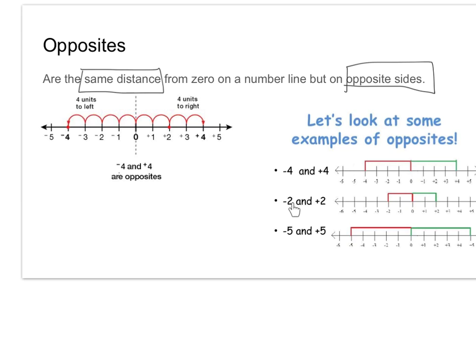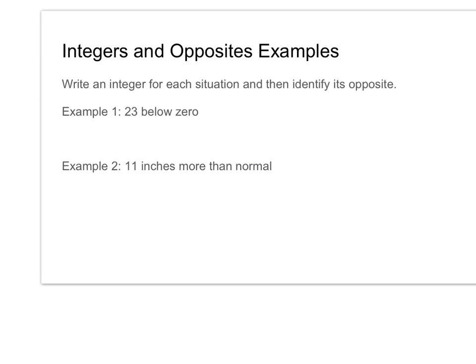Here's another example. We have -2 and +2. Again, here's 0. -2 is 2 spots from 0. +2 is 2 spots from 0. They're the same distance, and they're on opposite sides of the number line. We have 5 and -5. -5 is 1, 2, 3, 4, 5 units from 0. +5 is 1, 2, 3, 4, 5 units from 0. They're the same distance away, and they're on opposite sides. So they are opposites. Now let's look at some examples of integers and opposites.